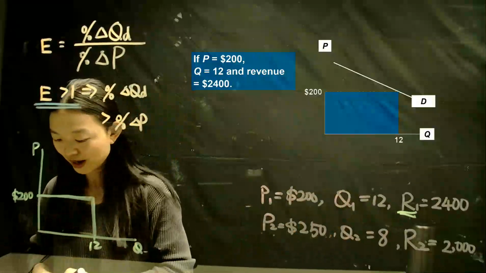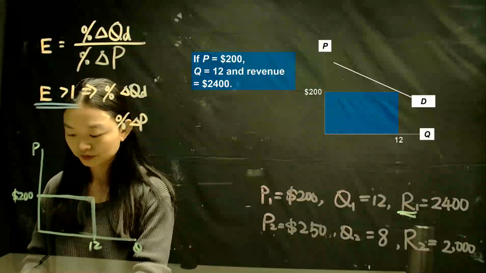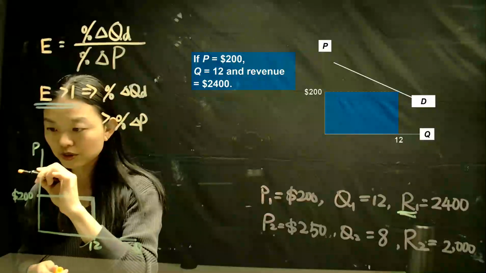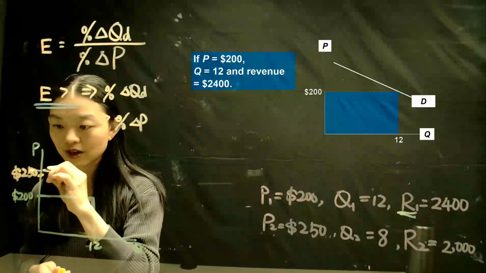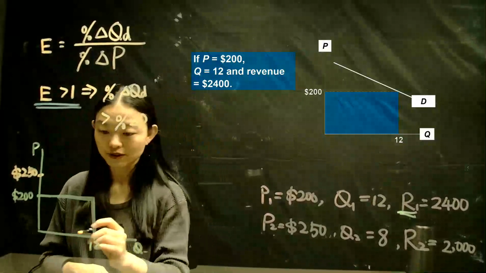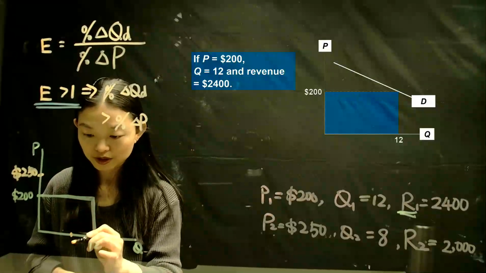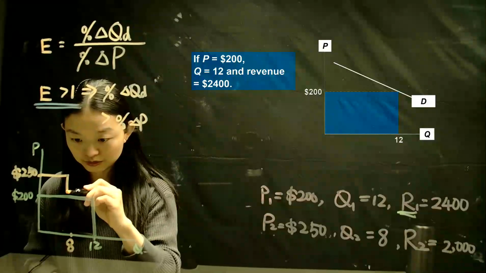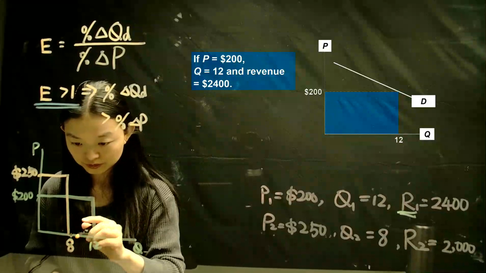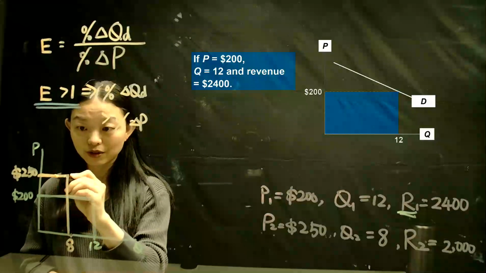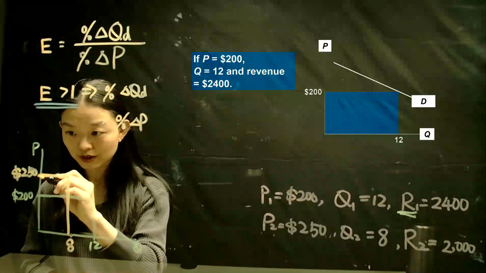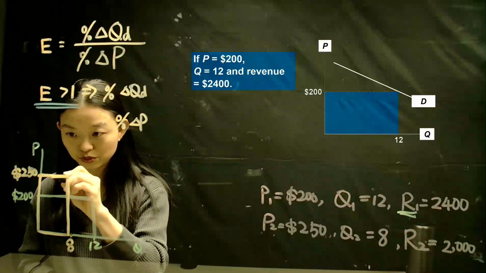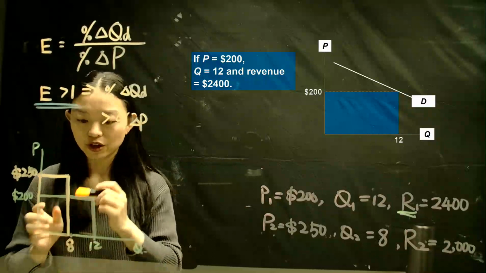And then when the price increased to $250, we can only sell 8 units. So now this is the new revenue. This is the new total revenue in this rectangle, which represents the new revenue.